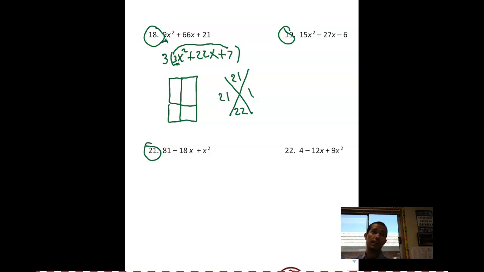And you always put the x squared term on the top left, so I'm going to write 3x squared. Okay. And then after that, we want to write the constant on the bottom right, so that's going to be a 7. Okay, and then we want to be thinking, what multiplies out to 3x squared? That would be 3x and x. So I write the 3x on the top, the x on the left.